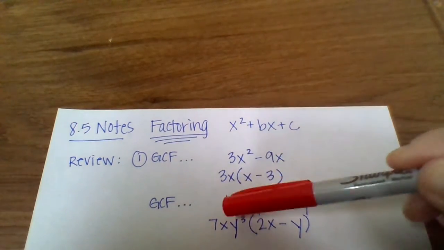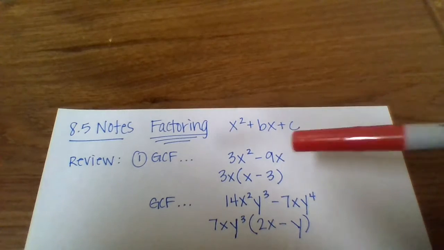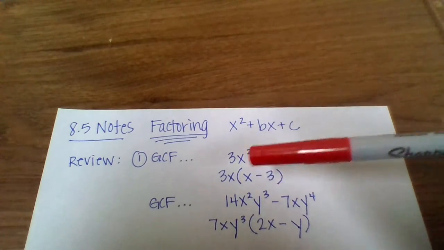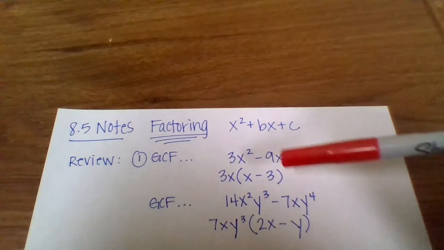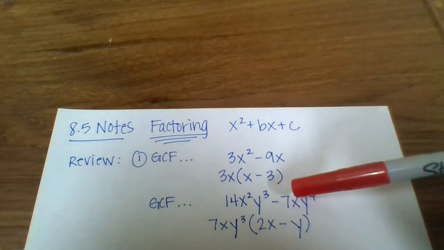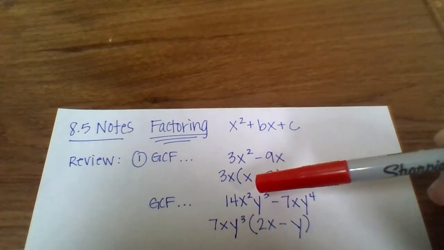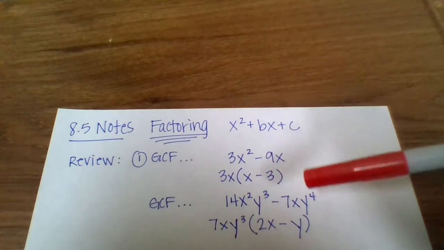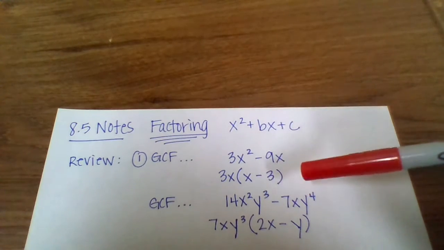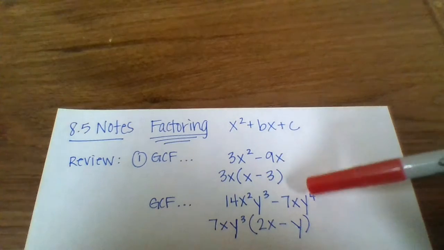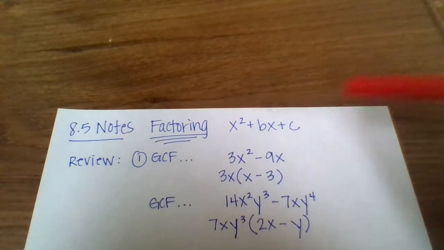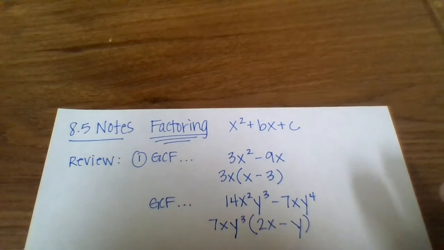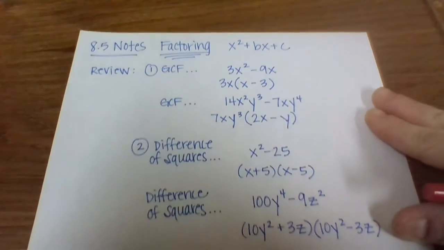GCFs are numbers and potentially variables, and it could be more than one variable. It just depends on how much they share. So if you remember, they share a 7, and then I would say, do they have an x in common? They do. Do they have an x squared in common? They do not. So the most that you can take out is an x. With the y's, we go through and say, do they share a y? They do. Do they share a y to the second? They do. Do they share a y to the third? They do. Do they share a y to the fourth? They do not. So the most that you can take out is y to the third. So then we just divide it out and write what's left over. So those are some greatest common factoring reviews.